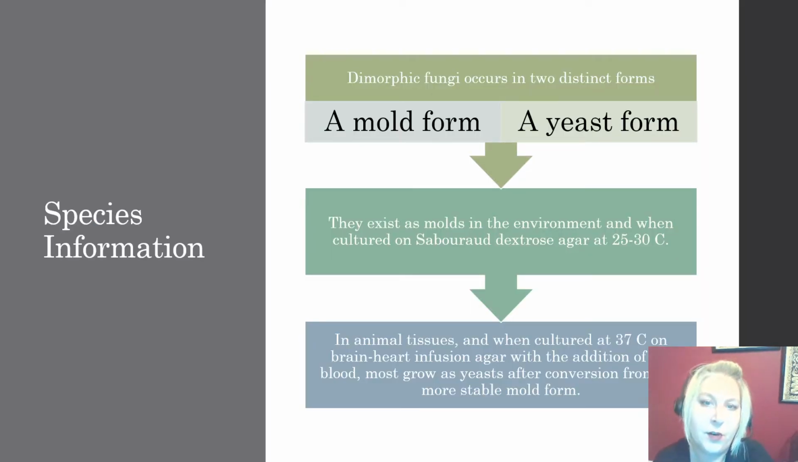Just a bit of background information on dimorphic fungi as a species. It exists in two distinct forms, a mold form and a yeast form. When cultured at temperatures 25 to 30 degrees Celsius, they retain the mold morphology, but when cultured at 37 degrees Celsius, most molds will grow as a yeast.